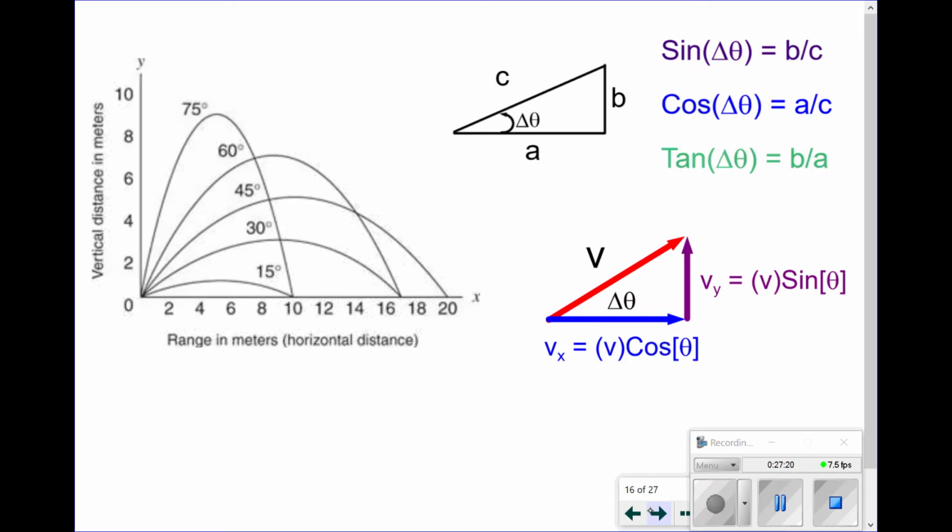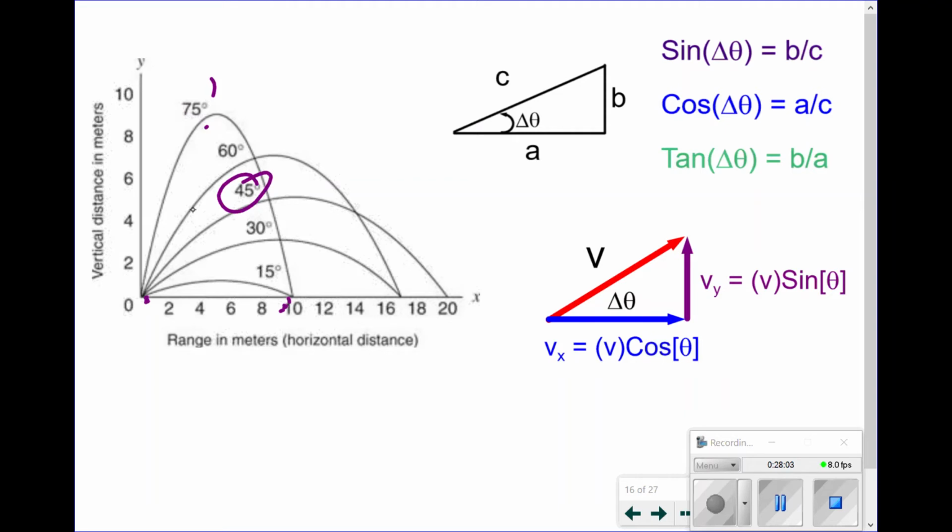So again, here we have the ranges for different angles. And I can see that 75 and 15 land in the same location, but the 15 degree angle definitely would get there a lot faster than the 75. The reason for this is the values of sine and cosine flip for complementary angles. The cosine of 75 is equal to the sine of 15, and the sine of 75 is equal to the cosine of 15. The angle that will give us the longest possible range is 45.